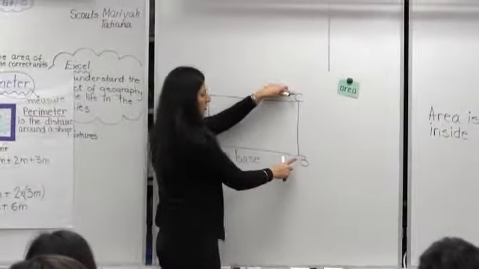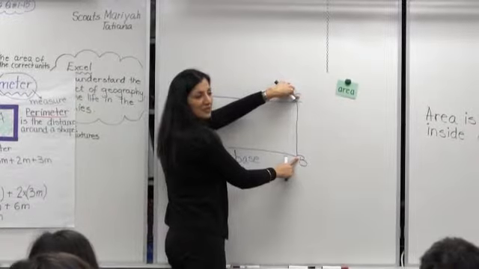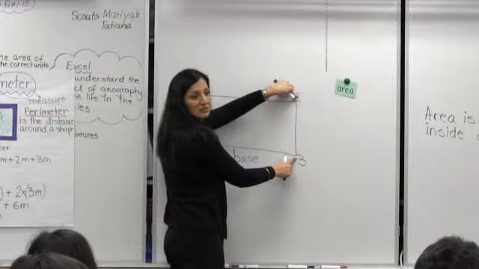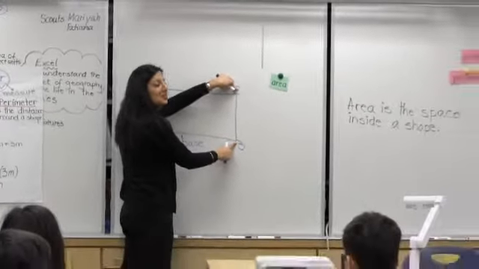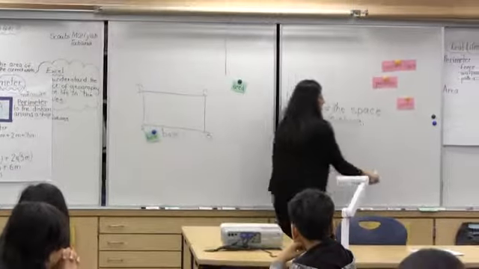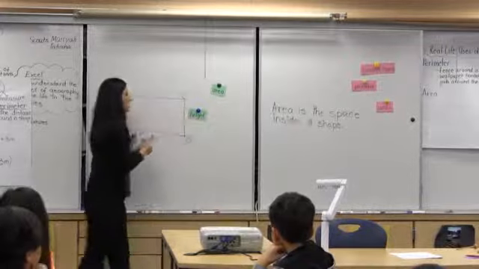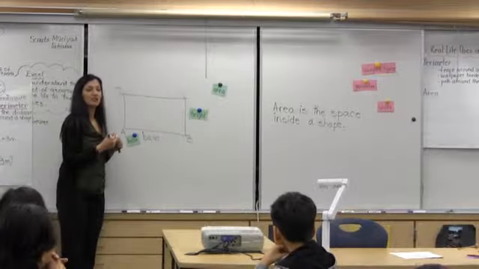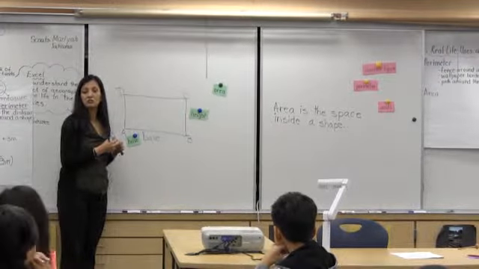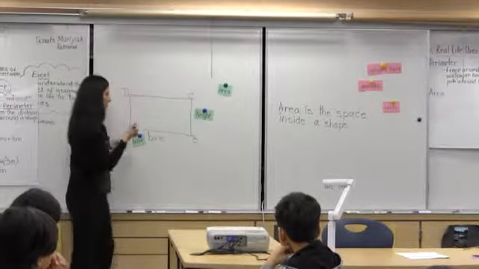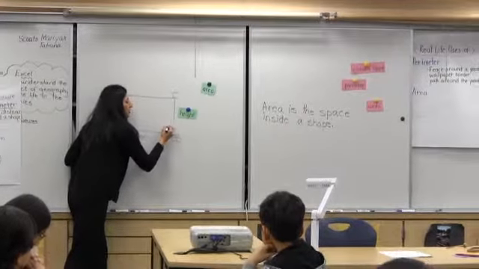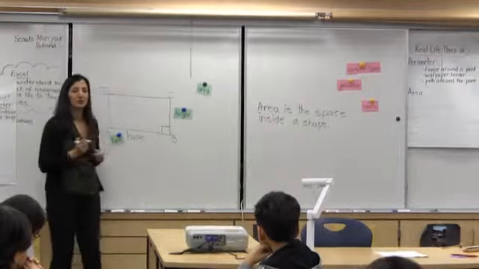Now look at this one, this side. Does anyone know what this is called? Samson? Height? Correct. This is called the height of the rectangle. And for the height of the rectangle, there's something really important you need to keep in mind. The height of the rectangle is always perpendicular to the base.